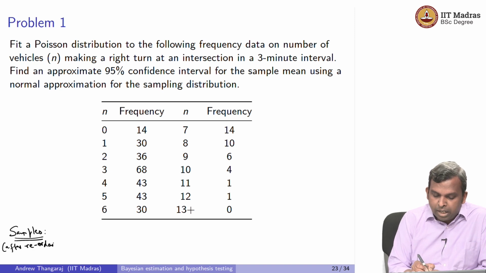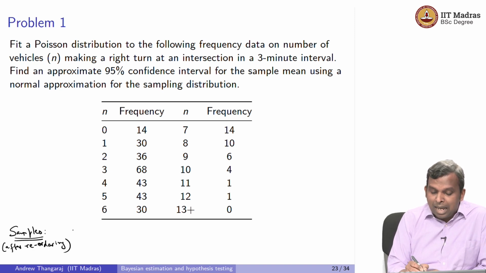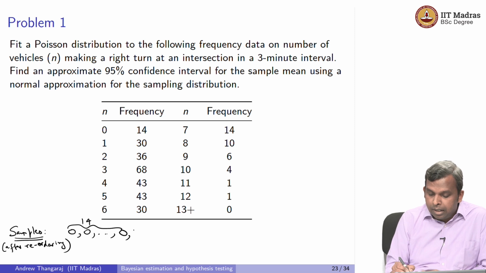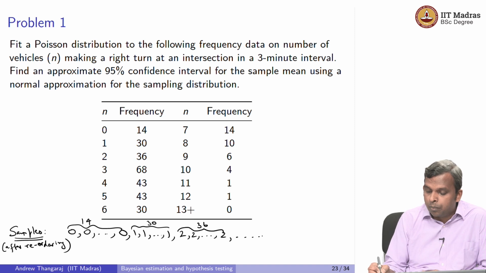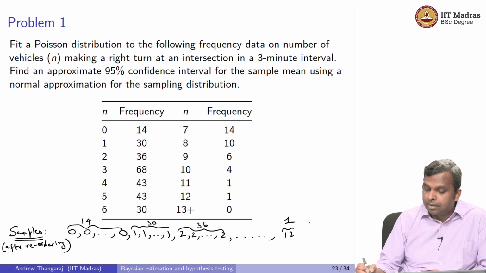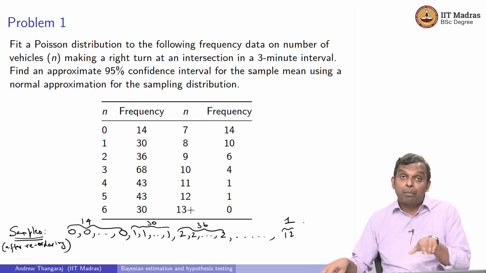After some reordering, it may not be in the same ordering as I write it down, but the samples will be 0, 0, occurring 14 times, and then 1, 1 occurring 30 times, and then 2, 2 occurring 36 times, and so on. Finally, you will have 12 occurring only once. So this is how the samples would have been.